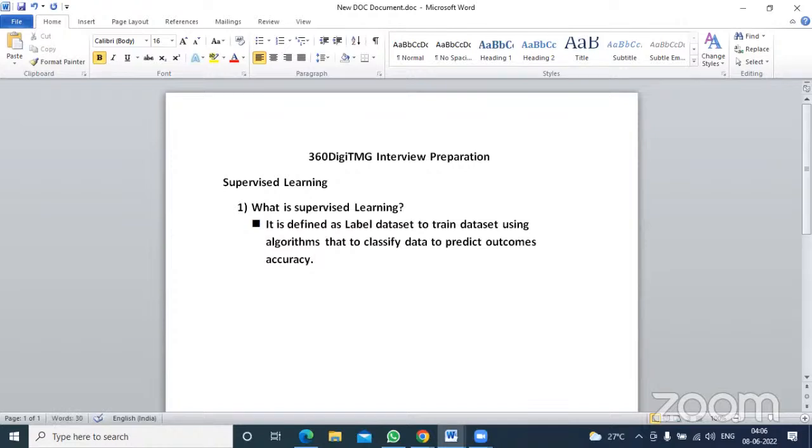My second question is, what is cross validation process?